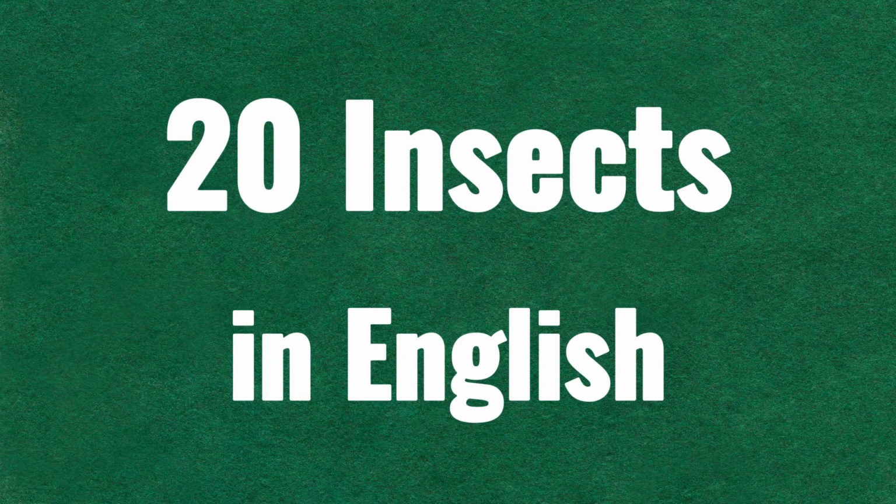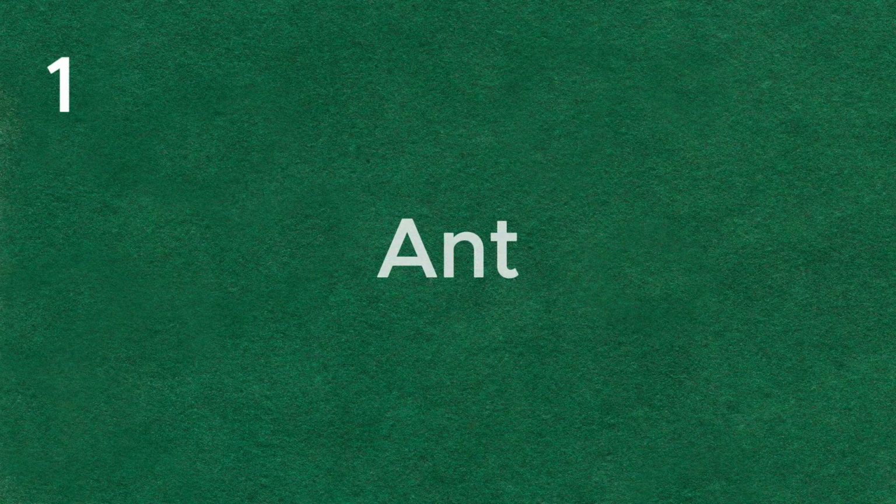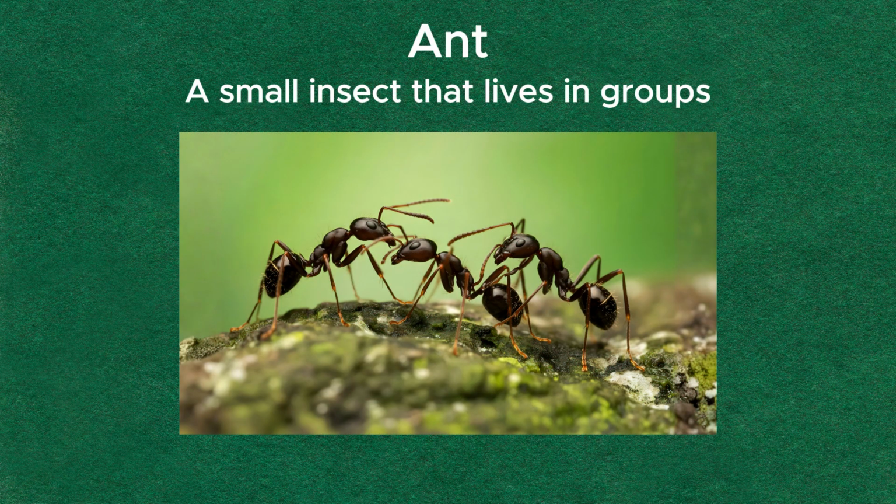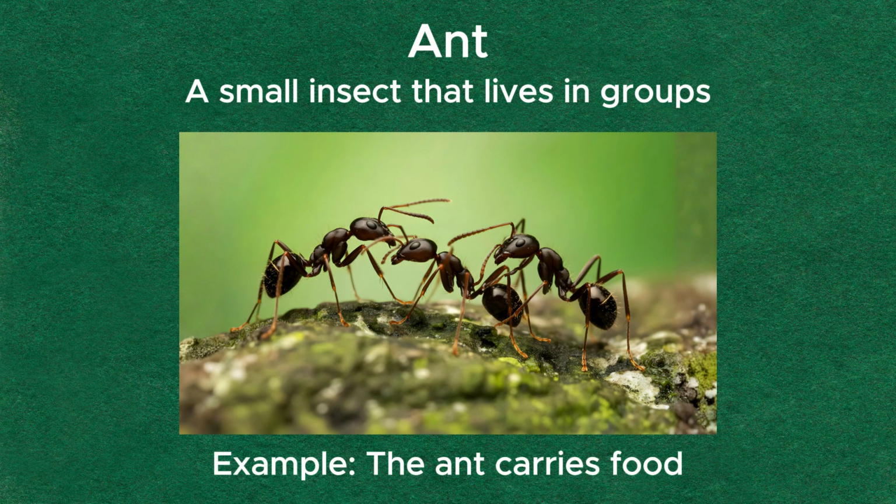20 insects in English. Ant. Ant. A small insect that lives in groups. Example, the ant carries food.